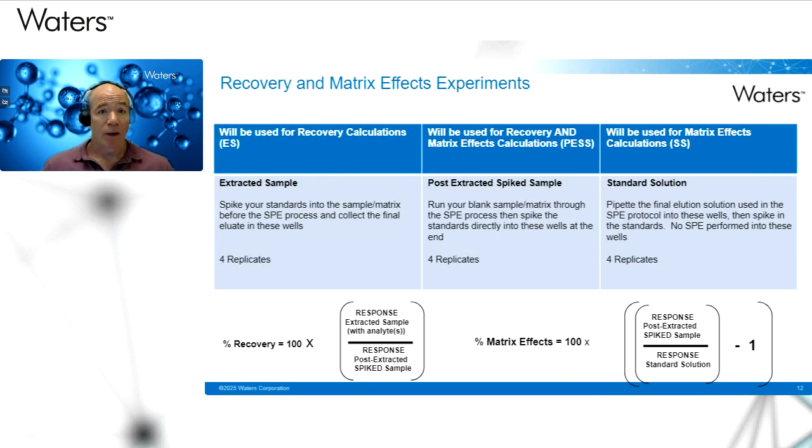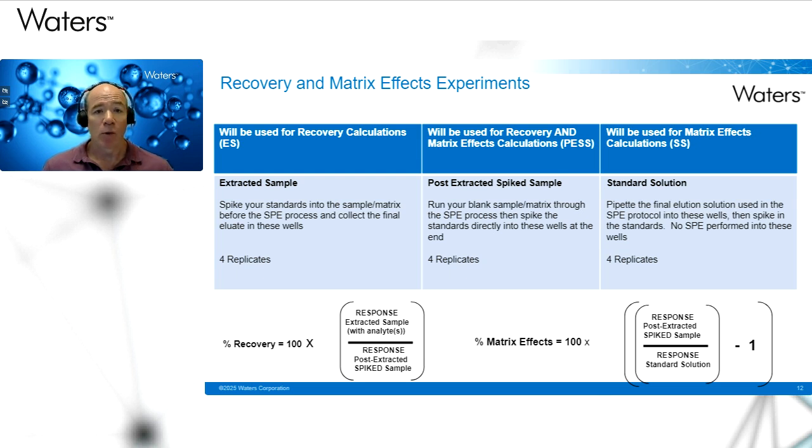And quickly, how do we do these experiments? Well, we will analyze 3 sets of samples. The first one on the left is an extracted sample. This is similar to any sample, QC or calibrator you have, but we'll put a known amount of drug or analyte in there. We'll do an extraction and analyze it.